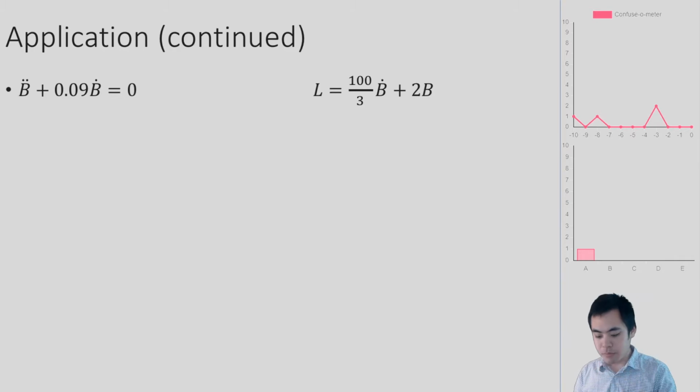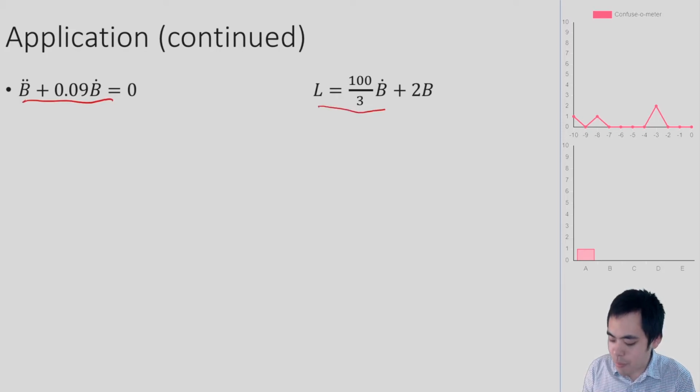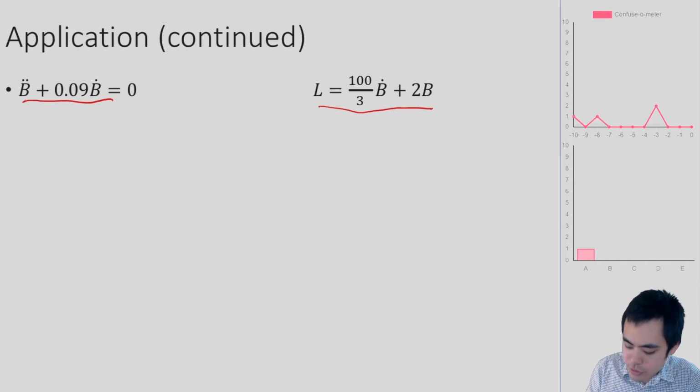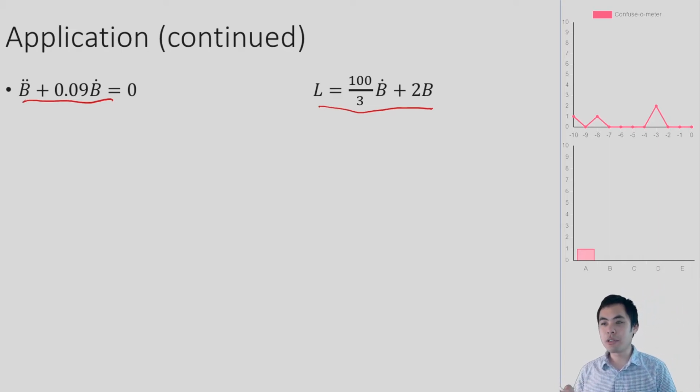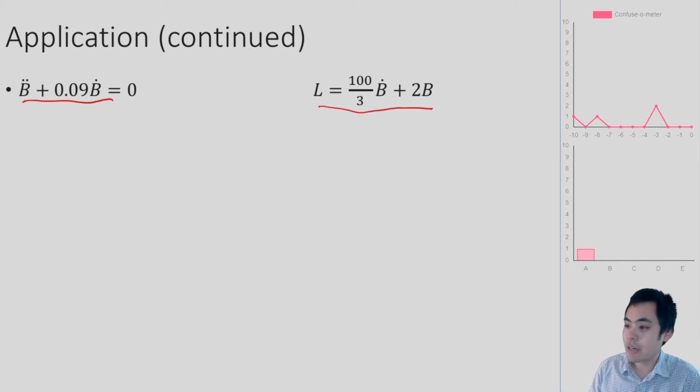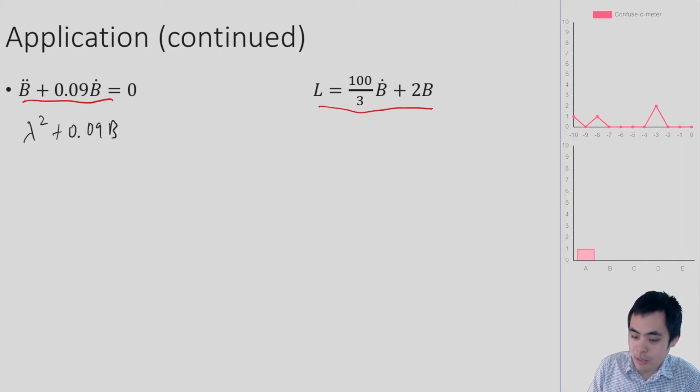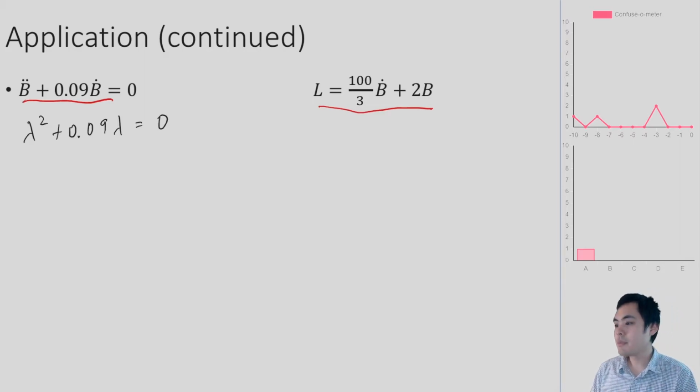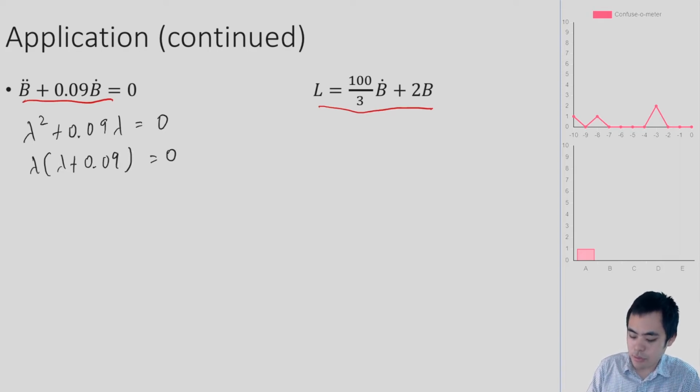Once we do that, notice that we have a couple different things. We're going to first start with this sign, and I'm just going to copy this down because we're going to need that later when we solve back for L. First, we know how to solve a higher order linear differential equation with constant coefficients. You just look at the characteristic polynomial. The characteristic polynomial here is lambda squared plus 0.09 lambda equal to 0. Therefore, lambda times lambda plus 0.09 is equal to 0. So lambda is equal to 0 or minus 0.09.